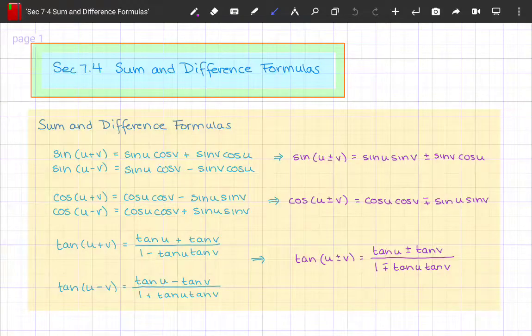Then the same kind of thing happens here with the sum and difference for cosine. Cosine of u plus v, cosine u, cosine v, minus sine u, sine v. And then if this sign changes, this sign changes. Except now we have a problem if we're going to try to combine it into the same equation, because if this is a plus, this is a minus. If this is a minus, this is a plus. We need to let people know that these signs are actually the opposite of what you see here.